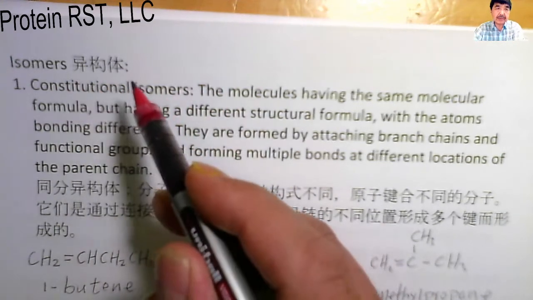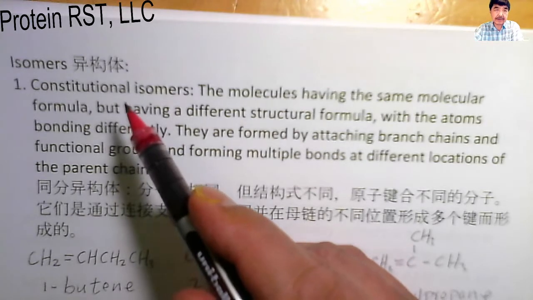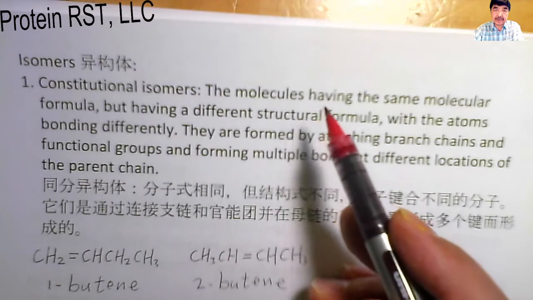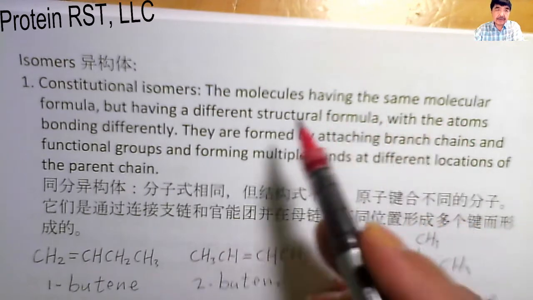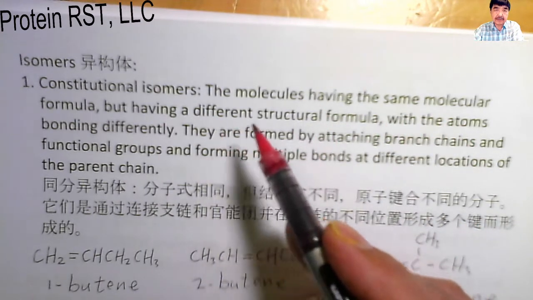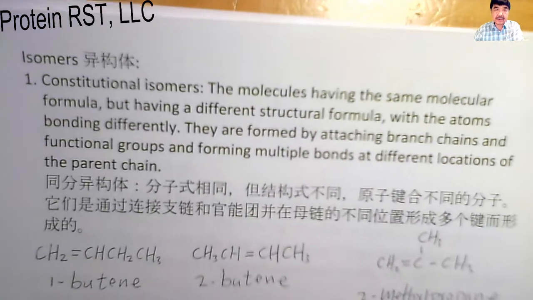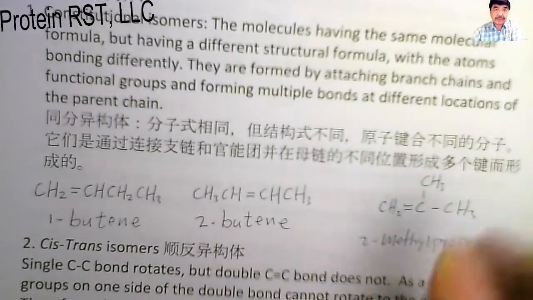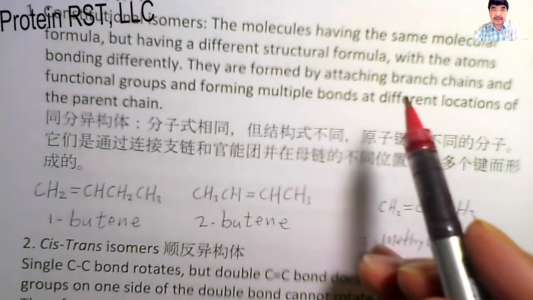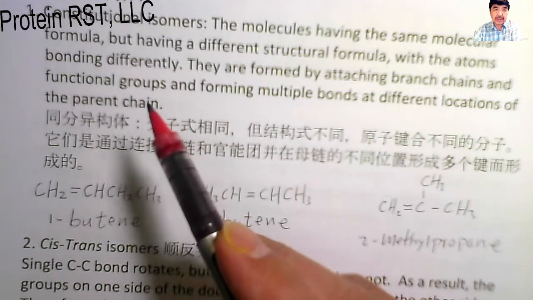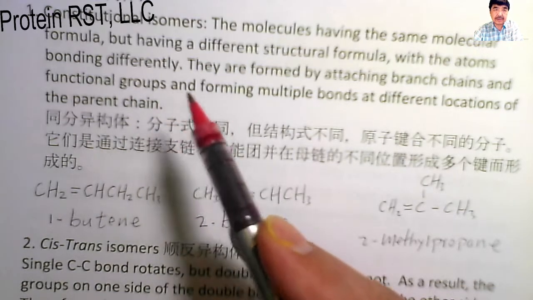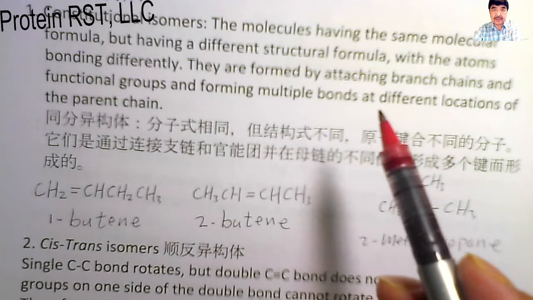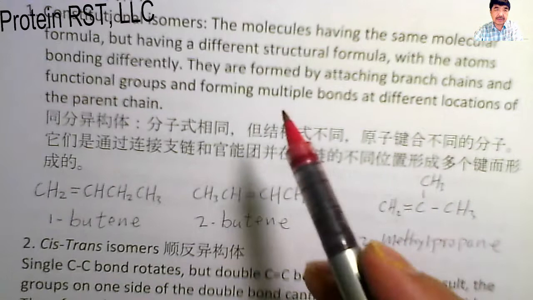Isomers. The first type of isomers is constitutional isomers. These are molecules having the same molecular formula but different structural formulas, with atoms bonding differently. They are formed by attaching branch chains and functional groups and forming multiple bonds at different locations of the parent chain.